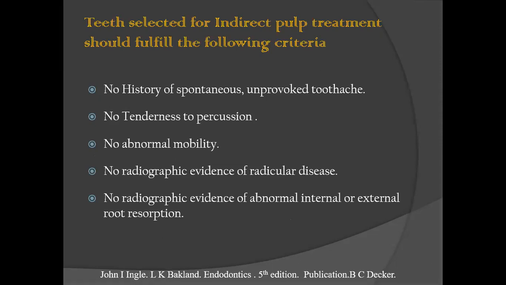So in short, the tooth selected for indirect pulp treatment should fulfill the following criteria. First, no history of pain, no history of spontaneous, unprovoked toothache. Then no tenderness on percussion, no mobility, no radiographic evidence of any pathology. Then no radiographic evidence of abnormal internal or external root resorption. So these are all the ideal criteria for selecting a tooth for indirect pulp capping.